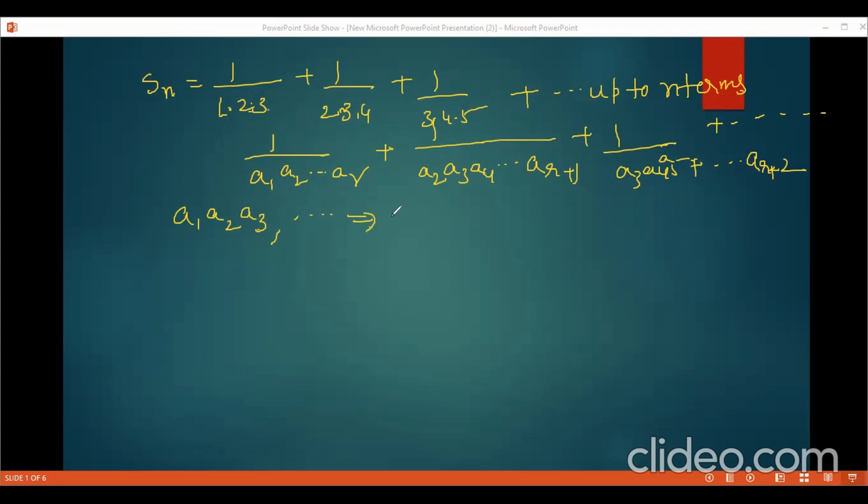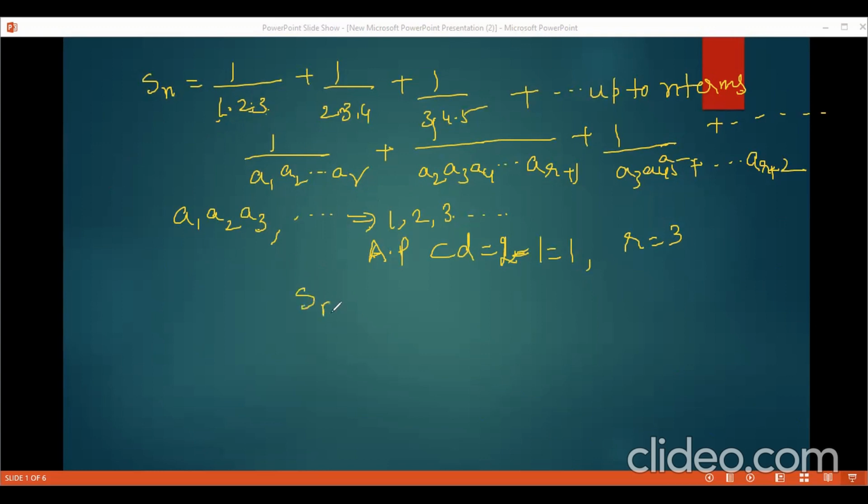That is, what do we get? This is 1, 2, 3, and so on. So no doubt this is an AP. AP means what? The common difference is equal to 1. So D we know, D is equal to 2 minus 1, which is equal to 1. And here r is equal to 3, right? So 1, 2, 3, up to 3. r is equal to 3.